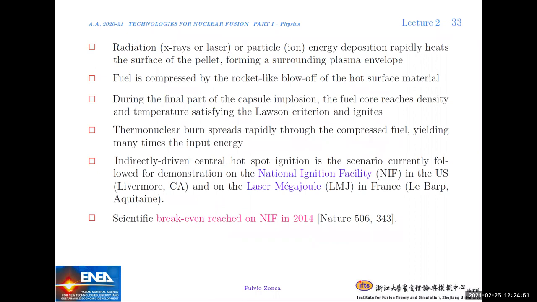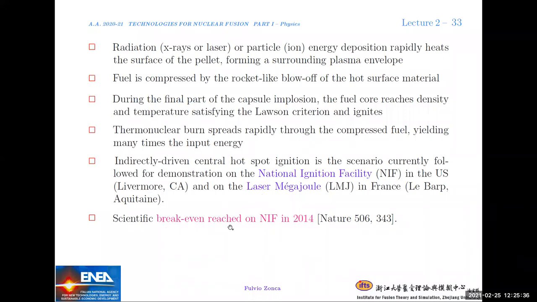And so again, the fuel is compressed by this rocket-like blow off. And during the final part of the capsule implosion, the fuel core reaches essentially all the characteristics satisfying the Lawson criterion and eventually ignites. So the thermonuclear burn at that point rapidly spreads throughout the compressed fuel, yielding many times the input energy. So as I said, this is being done experimentally at the National Ignition Facility in Livermore in the United States, and by the Laser Megajoule.